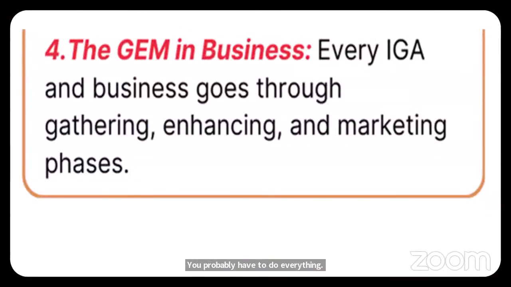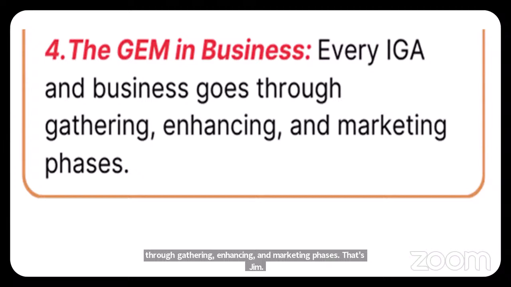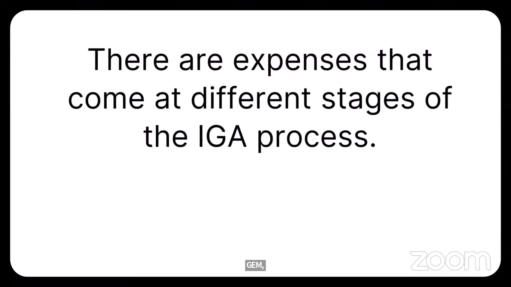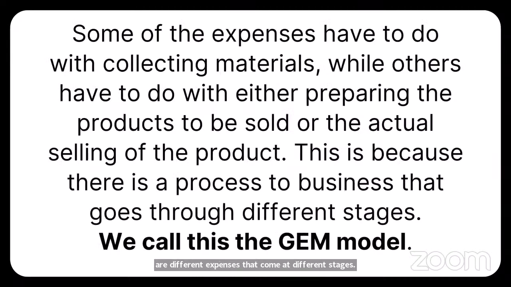So let's get into the GEM model, the GEM in business. Every income generating activity in business goes through gathering, enhancing, and marketing phases. That's GEM. GEM, gathering, enhancing, marketing. There are different expenses that come at different stages of the IGA process. Some of the expenses have to do with collecting materials, while others have to do with either preparing the products to be sold or the actual selling of the product. This is because there's a process to business that goes through the different stages of the GEM model.